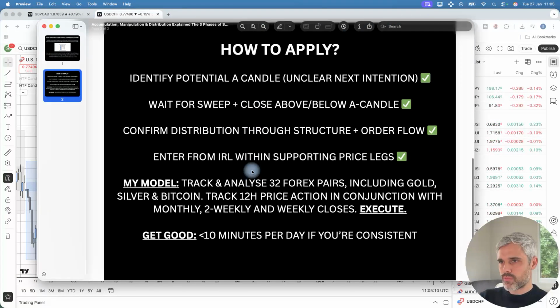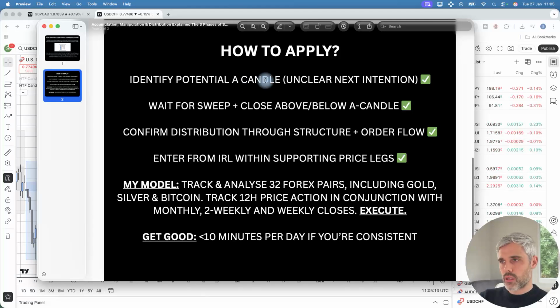So how to apply this? Let's just do a whistle stop tour. Identify potential A candles, accumulation candles. The key to seeing an accumulation candle is that it's clearly not a manipulation candle. It's closing above or below the range of its previous candle, so the next intention of the candle is unclear. Price is probably going to trade in the same direction, but at that point, the next candle can become the manipulation candle. So just wait for that candle to sweep, close above or inside the candle's range of the A candle, and then confirm distribution through price action towards the opposing end of that candle's range.